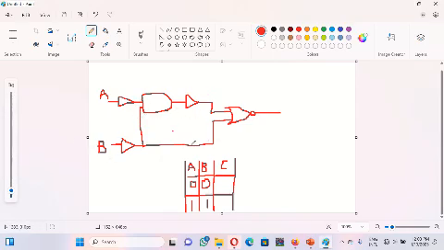combinational logic gate. Now, A is the first input and B is the second input. Then we have our C here, which is the output. Now the input of A is 0 and 1, and the input of B is 0 and 1.